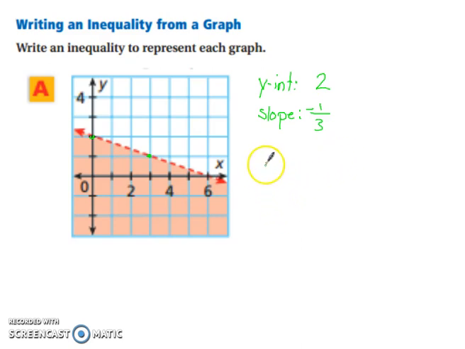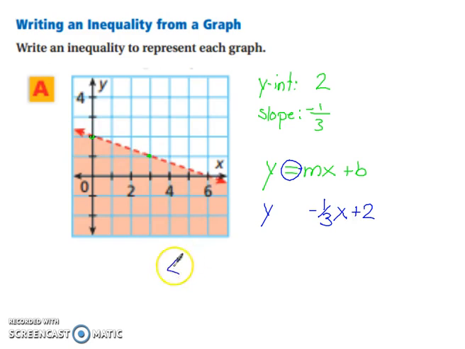So now, just like when we were writing things in y equals mx plus b, you're going to do the same thing here. However, it's not going to be an equal sign anymore. So let's start with the pieces that we know. So we have y, and then our slope is m, so we have negative 1/3 x, and then your y-intercept, so plus 2. Now we need to decide what symbol to use. Well, it's a dashed line, so we know it's got to be either less than or greater than. And we're shading below, so that means y has to be smaller. So less than makes y smaller.